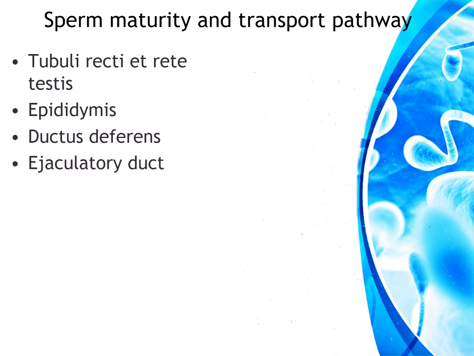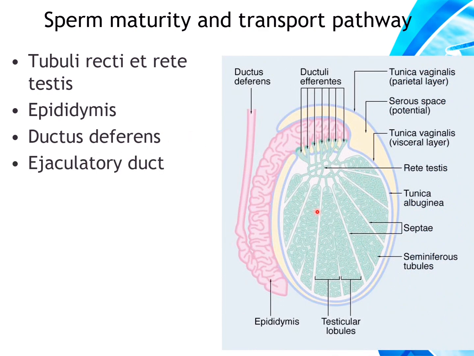So, sperm maturity and transport pathway. The sperm which are formed in the seminiferous tubules then travel through the straight tubules into the rete testis, and from the rete testis they enter into the ductuli efferentes or efferent ductules, and through the efferent ductules they enter into the head of the epididymis, and then pass through the head, the body and the tail of the epididymis. Then they enter into the ductus deferens, and then through the ductus deferens into the ejaculatory duct.